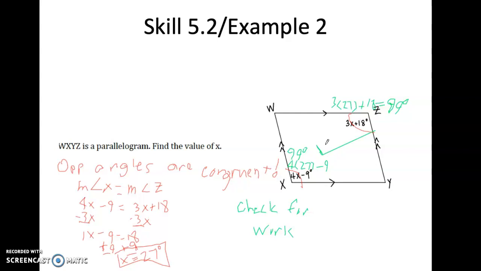So just as a recap, when you're problem solving with parallelograms, always think about what property you are using of the 5 properties that we learned today.